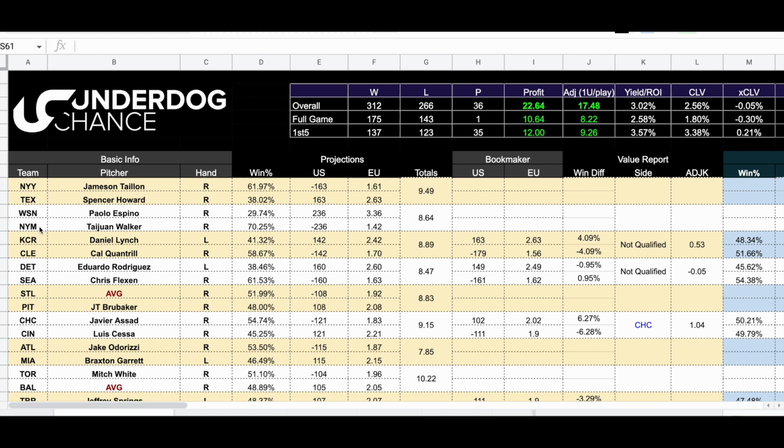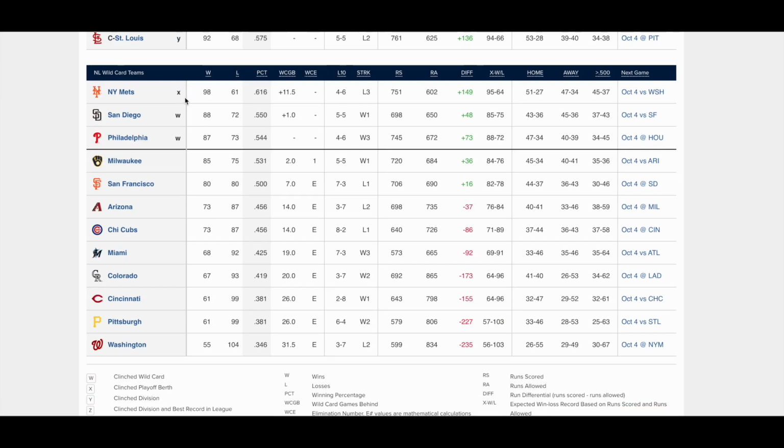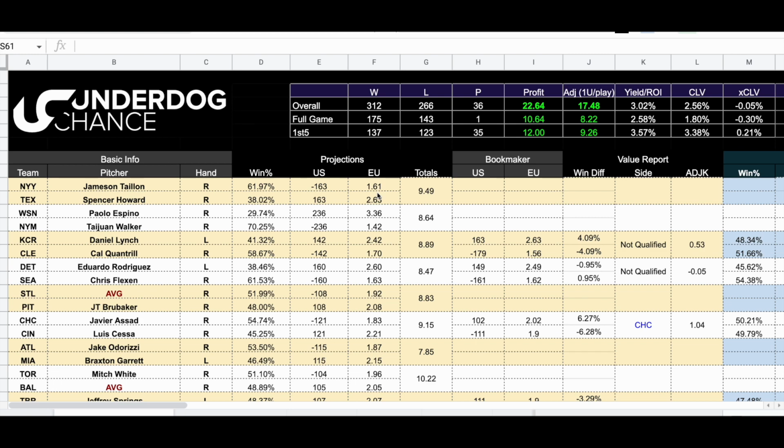The same with Washington Mets. Based on my projections, if Espino and Walker start today, my projections show that Mets should be at minus 236, and I give them 70.25% of chance to win this game. I believe that we will have similar odds later, but Mets are also in the playoffs. We can check standings. Mets are also in the playoffs, as you see, with 98 wins, so they will maybe rest some players, or the players will not give 100% in this game. So if you bet on such a low odds, be careful a little bit, okay?